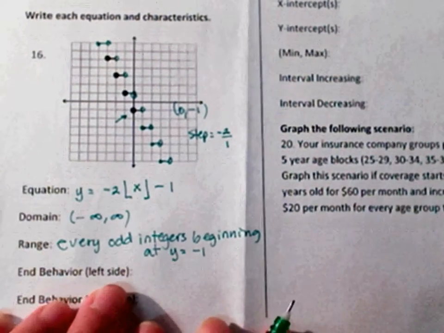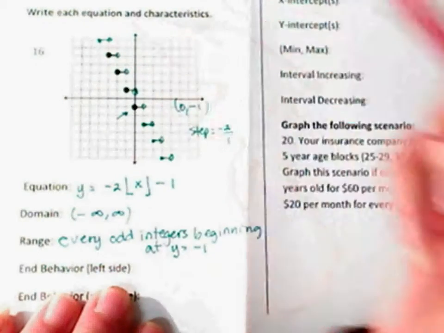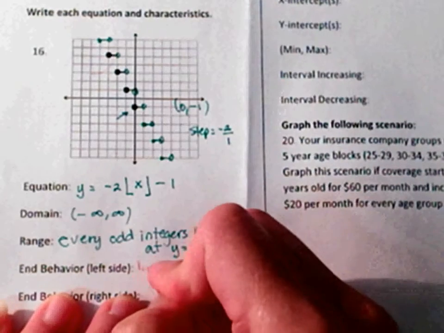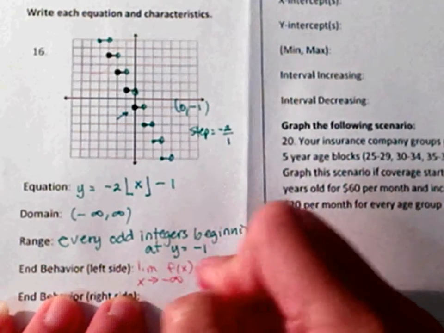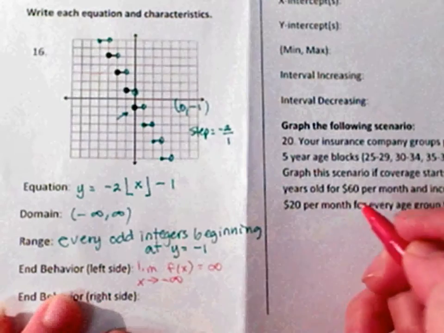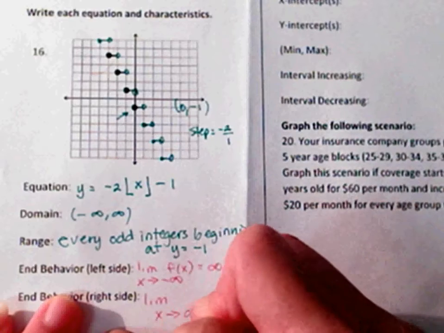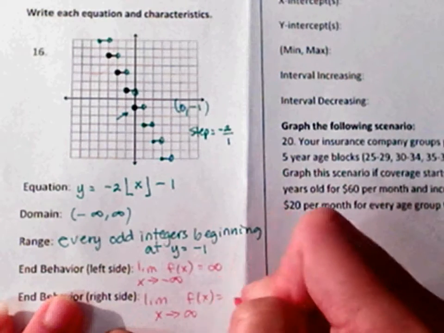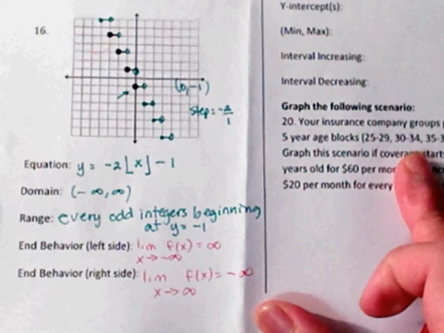Your end behavior. Here's your end behavior. So, limit of, as x is approaching negative infinity, your y is approaching positive infinity. So that's positive, okay? Your right side, as x is approaching positive infinity, it is going in the opposite direction. So you have a negative infinity. Continue on to the next side.